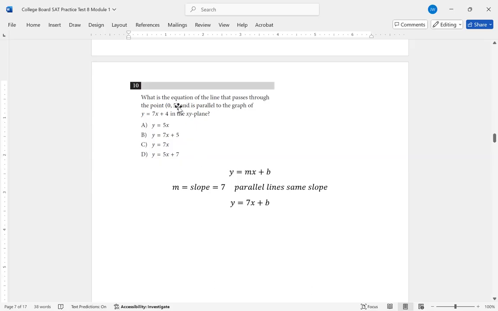Since it goes through the point (0, 5), you may recognize 0,5 is the y-intercept, making b to be 5. If you don't see that, then just plug in (0, 5). 5 is the y value, 0 is the x value, and either way you see that the 5 has to be the value of b. So the line that we're looking at is y equals 7x plus 5. And that means B is your answer to question 10. Y equals 7x plus 5 is the answer to question 10.